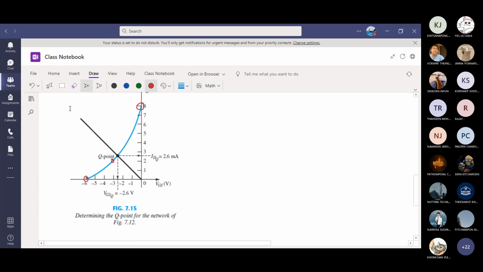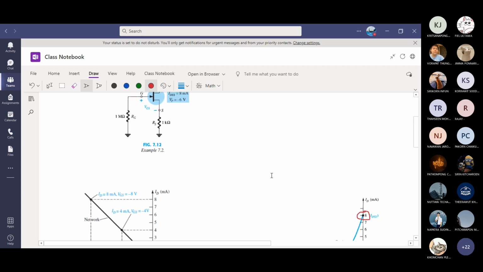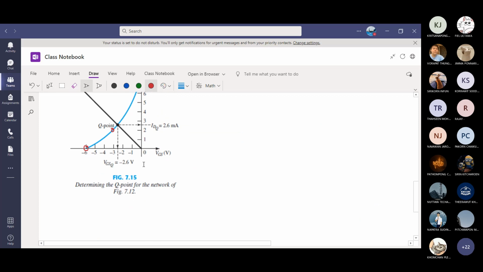Join the load line. It is a straight line with a negative slope because VGS is minus IDRS. ID equals what? Negative VGS over RS. So Y equals MX, but it's a negative slope. Once you intersect, now you can find IDQ.